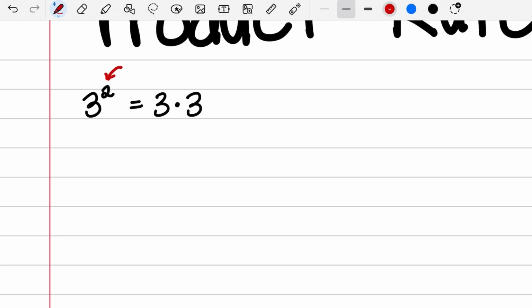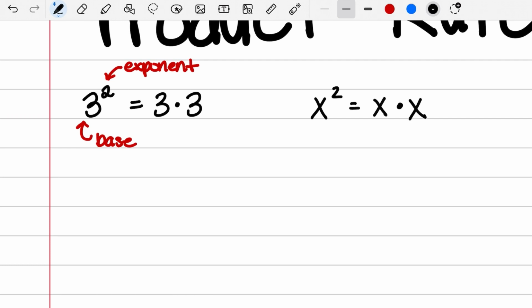Again, to recap, this little 2 serves as our exponent. This big 3 we call our base. Similarly, we looked at when we have variables, the idea is the same. X raised to the power of 2 becomes x times x if we were to expand it.